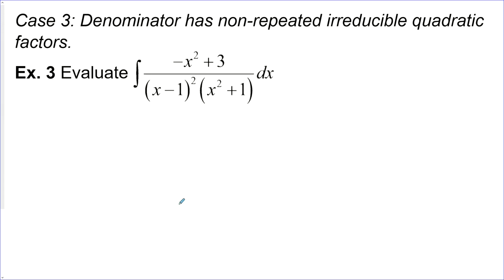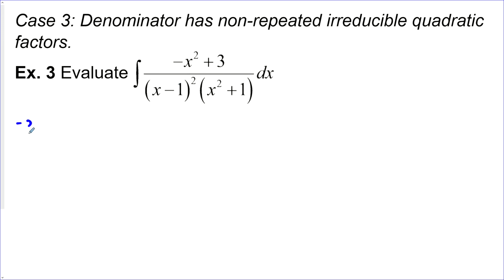And now we have non-repeated, irreducible quadratic factors. That would be this one right here. It's a quadratic one. We can't factor it, so that's what we were calling irreducible. And it's not repeated. There's just one of them here. Now let's find the partial fractions for this, because we definitely can't do the antiderivative in this state.